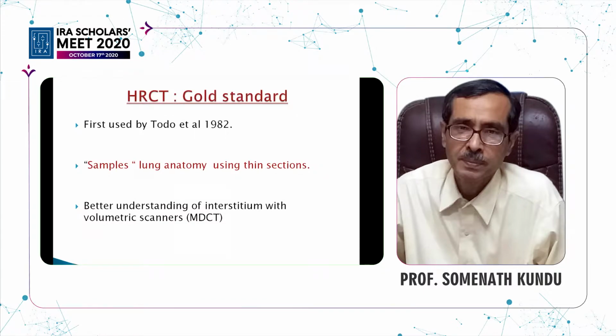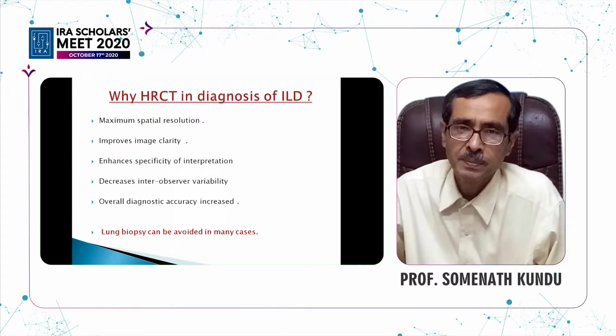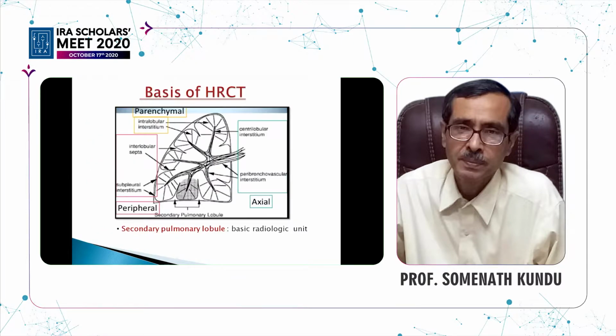HRCT is therefore the gold standard because it samples the lung anatomy using thin sections and achieves maximum spatial resolution. It improves the image clarity, enhances the specificity of interpretation, and decreases inter-observer variability, so that everybody actually uses a common language. When I say it is UIP or NSIP, everybody understands that these are the findings that we mean. Therefore, the overall diagnostic accuracy is increased, and many times we can avoid lung biopsy by using HRCT.